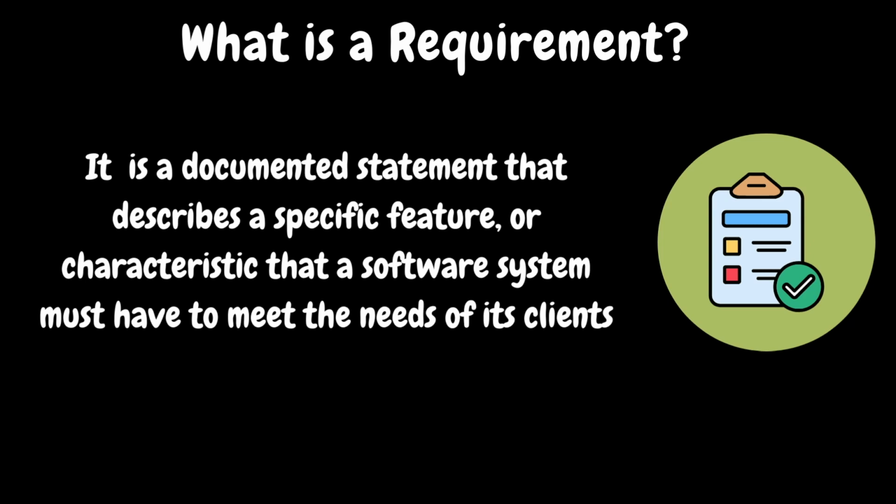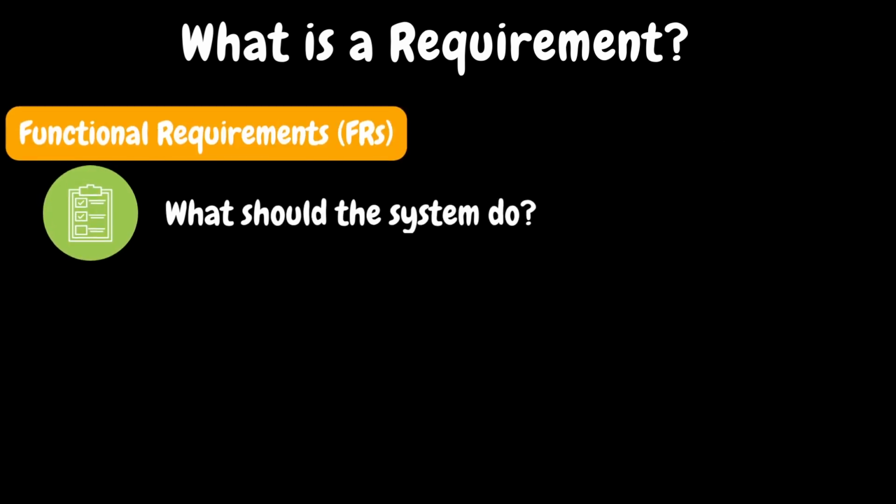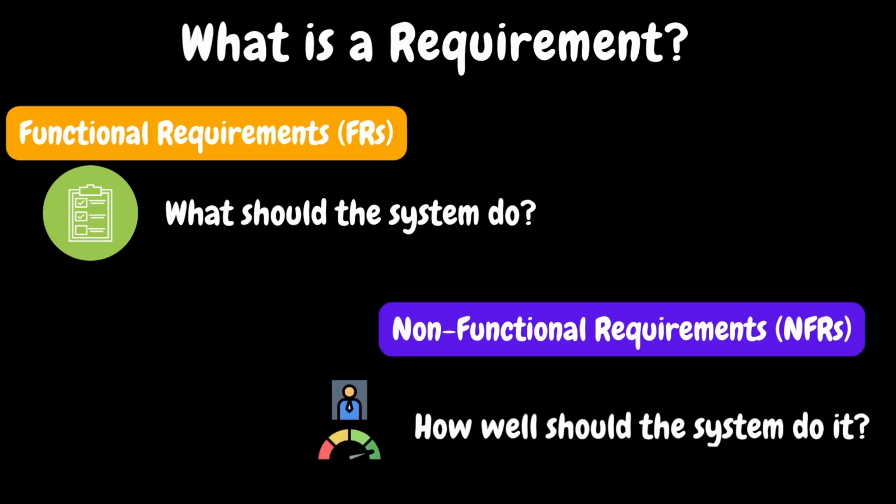Requirements can be categorized into two primary types. Functional requirements. They are also referred to as FRs. These requirements describe what the system should do. Functional requirements usually specify the specific actions, operations, or behaviors that a system needs to demonstrate in order to meet user requirements. Non-functional requirements. Non-functional requirements specify how well the system should do to meet the client's expectations. Non-functional requirements help define the overall quality and the characteristics of the system.